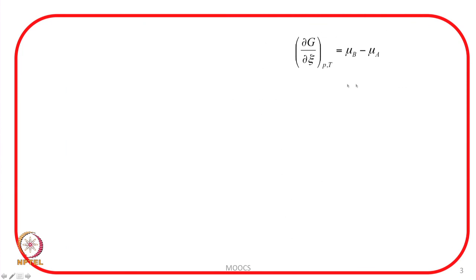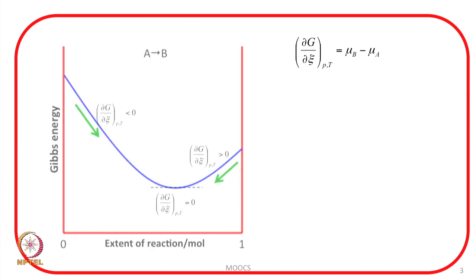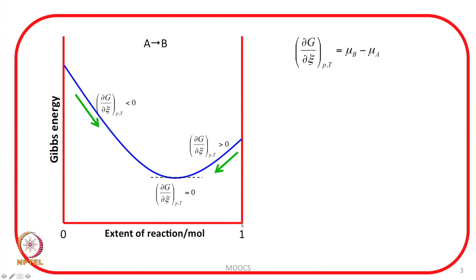So, we have come up to here that if you plot Gibbs energy against extent of reaction, then the slope, this is actually the slope of the plot of G versus ξ, which is equal to the difference in chemical potential of A and B. Let us look at the wider meaning of this. So, when you plot G against extent of reaction, and if the variation is like the one shown in the blue line over here, the slope is different at different points.